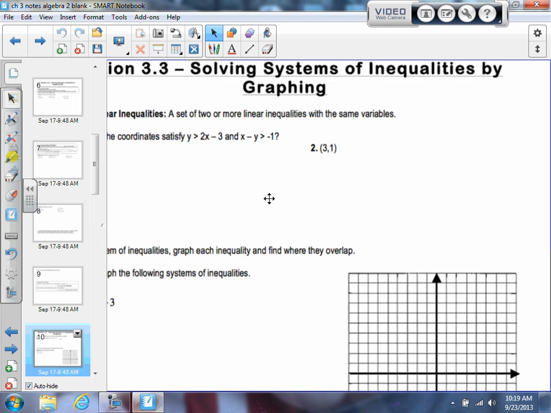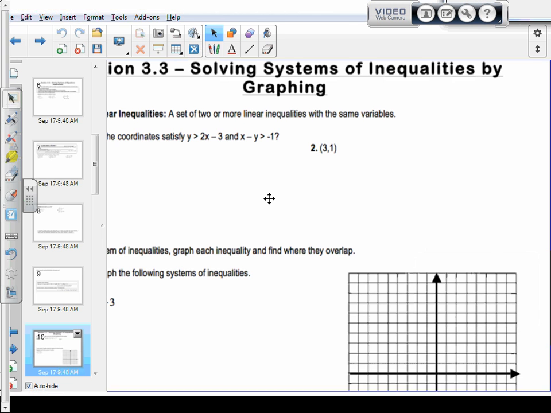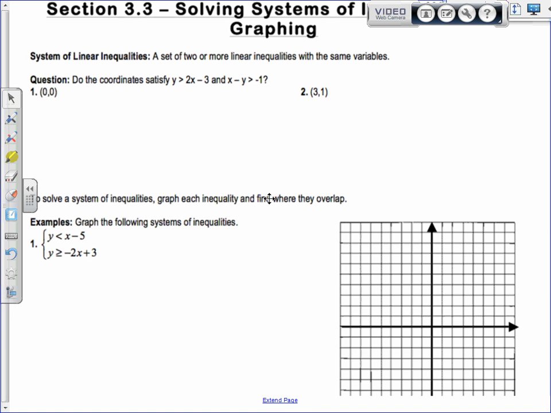Doing section 3.3 today. 3.3 is going to be very easy because you've already done inequalities, right? An inequality is where we have a dotted or solid line and we shade above or below. Now it's going to be a system of inequalities. A system is a set of two or more linear inequalities with the same variables, like x and y.